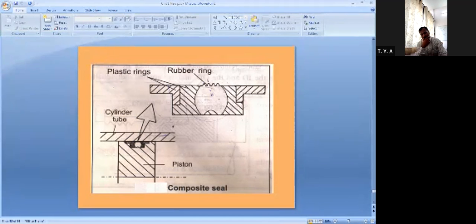Normally this composite seal consists of 5 rings: one central rubber ring and 4 adjacent plastic rings.